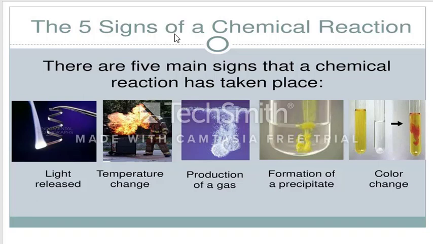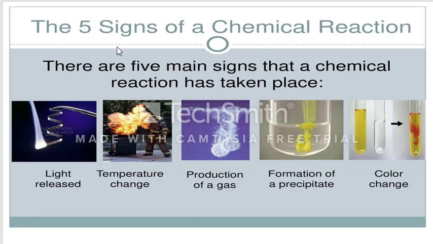Hello guys, this is the second part of lesson 1, observing chemical change. So this part we'll be talking about the signs or evidences of a chemical reaction. As you recall, chemical reactions are chemical changes. There are 5 main signs that a chemical reaction has taken place.